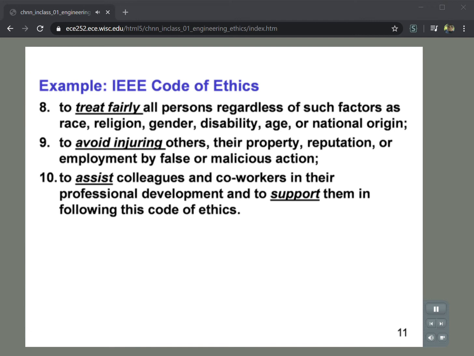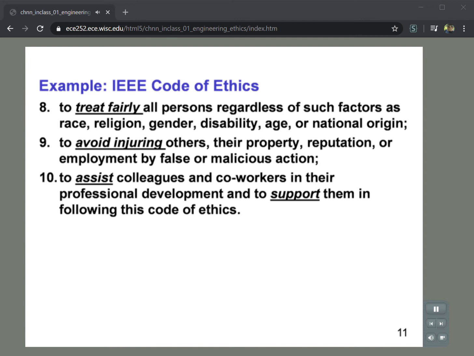And the final clause here is, again, to be collegial. We should be willing to assist colleagues and coworkers in their professional development. So if I happen to have developed an expertise in a particular subject area, I should be willing to share that expertise with my professional colleagues so that they might better themselves as well. And finally, we should apply this in the context of following this code of ethics as well. So if we see that someone is doing something in response to this code of ethics, we really should be willing to stand behind them.